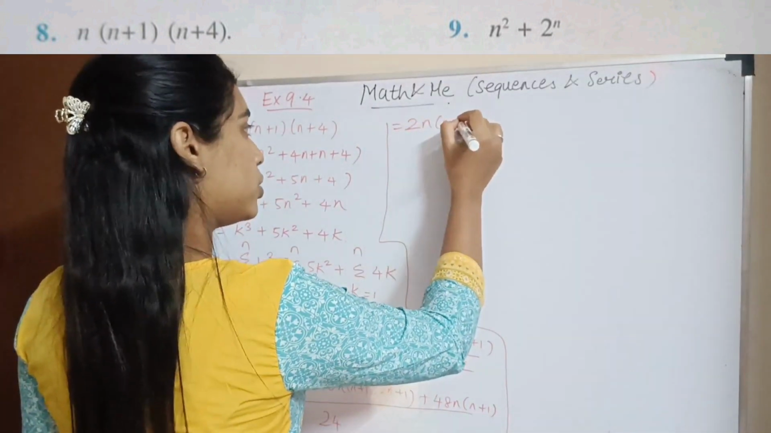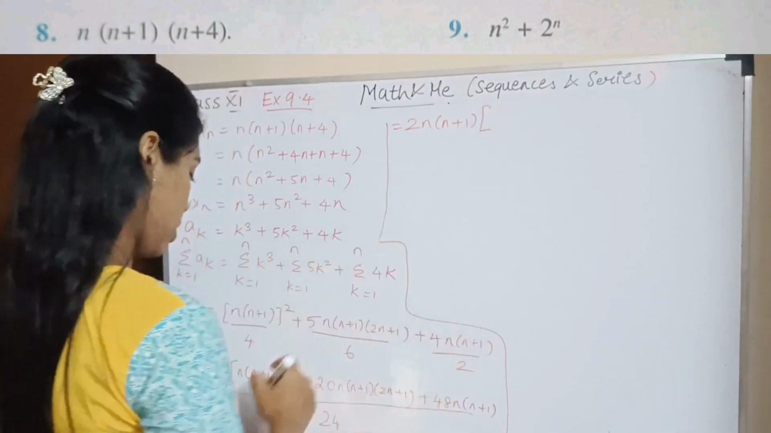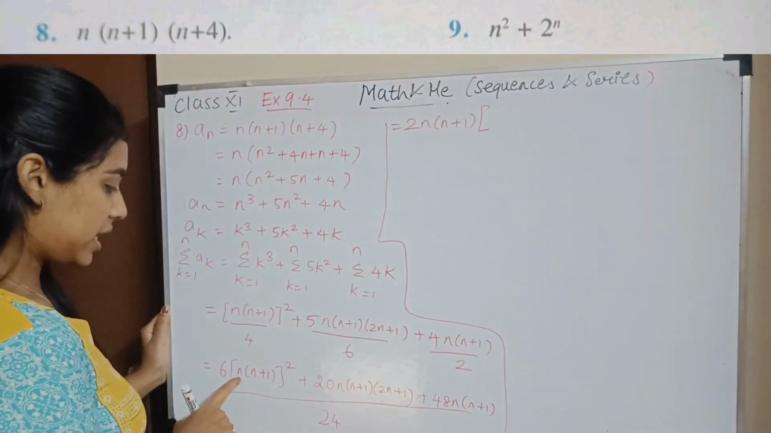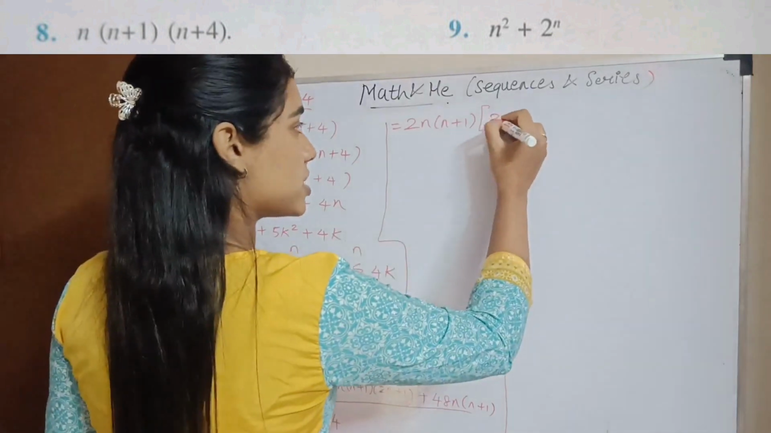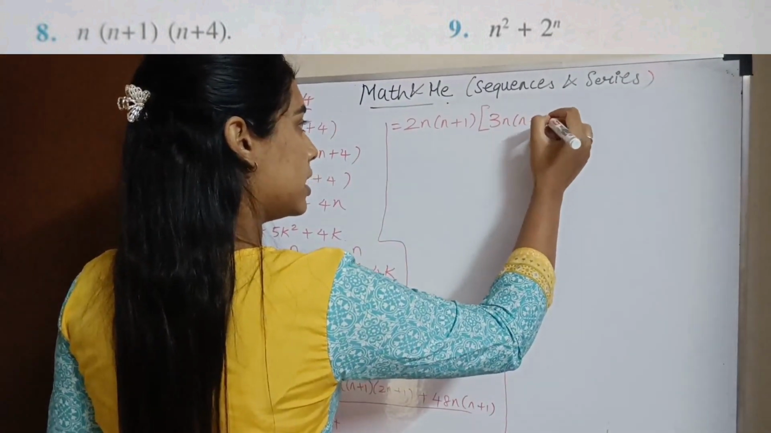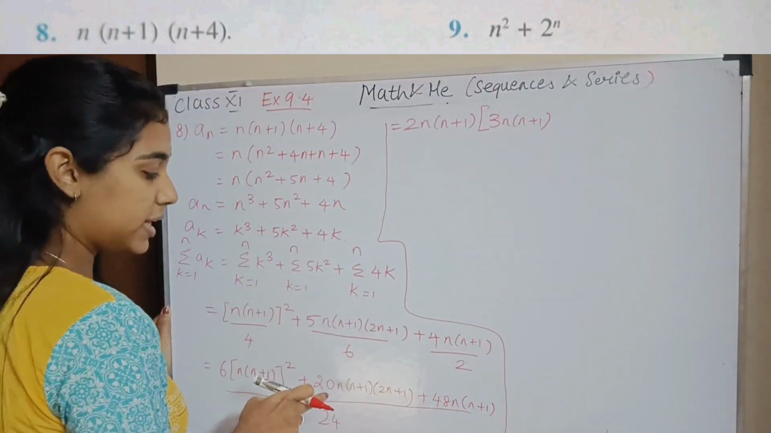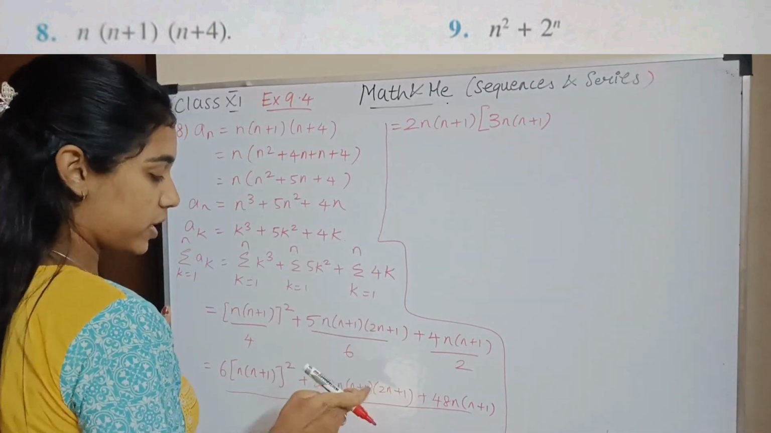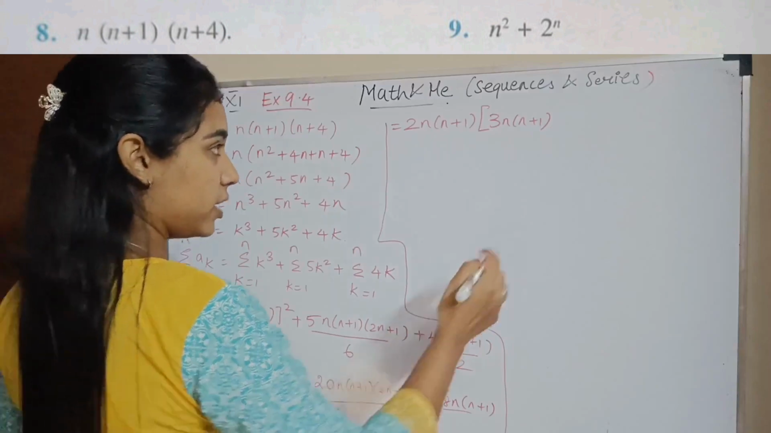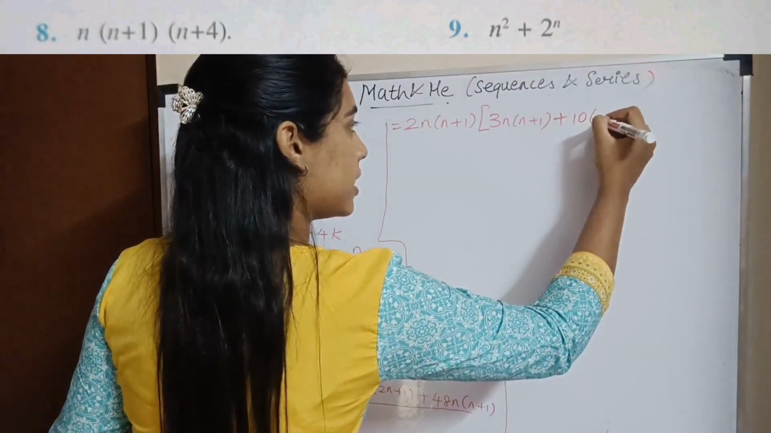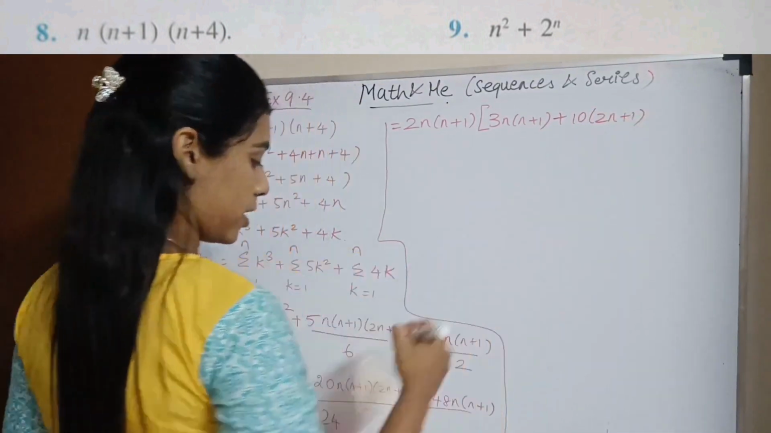2n into n plus 1 of, here I am left with 3n into n plus 1. So it is 3n into n plus 1 plus I have taken the 2 outside. So I am left with 10 into n plus 1, which is 2n plus 1. So 10 into 2n plus 1.